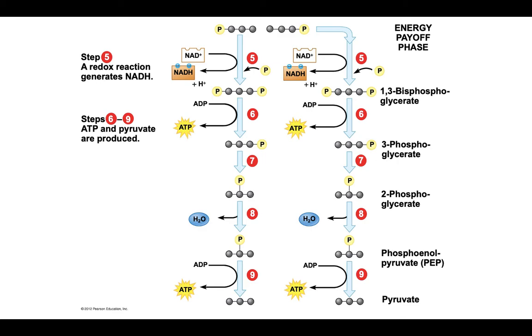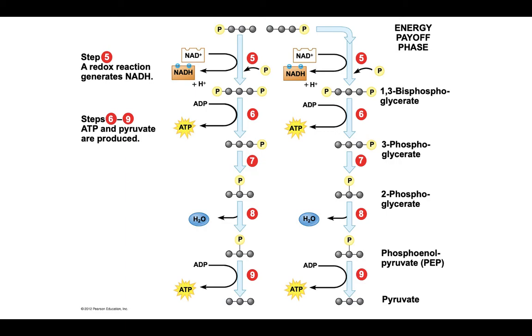At step 5, a redox reaction generates NADH. That is, from the glyceraldehyde 3-phosphate, another phosphate molecule is added that will now harvest 1,3-bisphosphoglycerate. From the remaining steps, 6 to 9, ATP and pyruvate are produced. From the initial 1,3-bisphosphoglycerate, ATP is yielded back in order to create 3-phosphoglycerate.